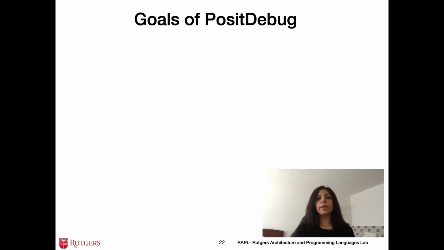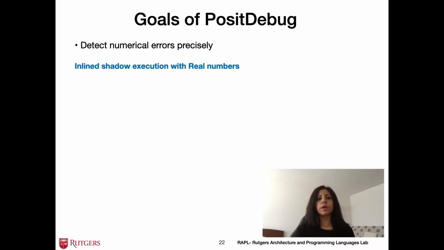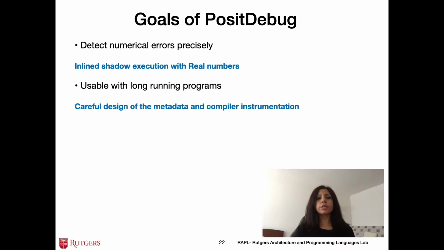We want to detect numerical errors with posit applications. We achieve this goal by doing shadow execution with real numbers. We want PositDebug to be usable with long-running applications. Careful design of metadata and compiler instrumentation help us to achieve this goal by incurring a lot less memory overhead in comparison to other approaches.